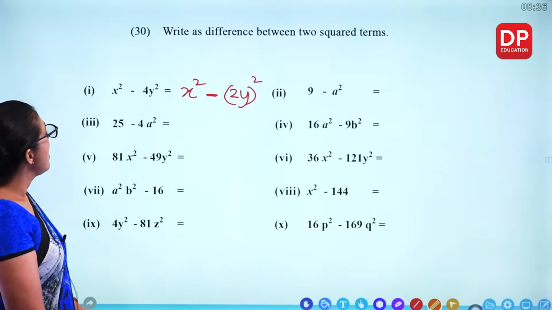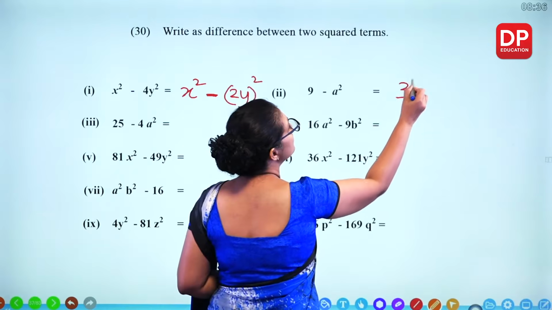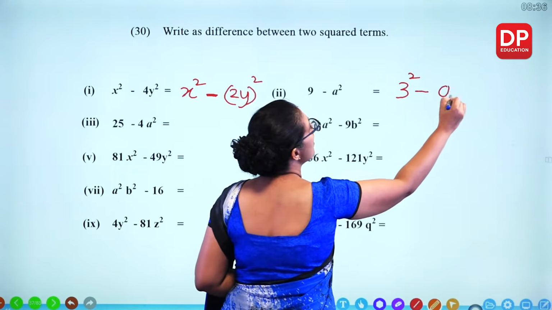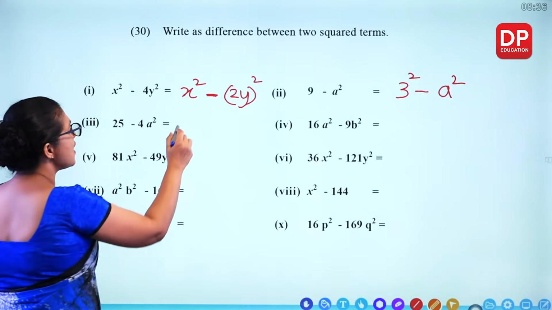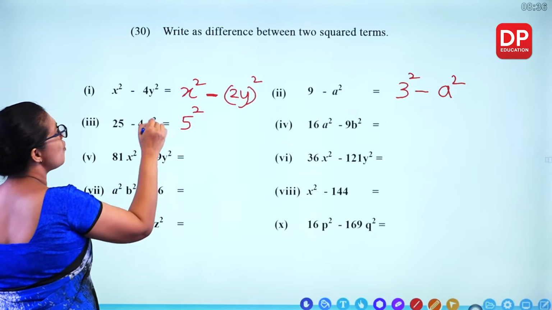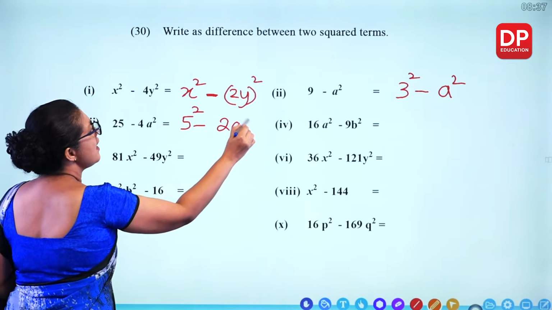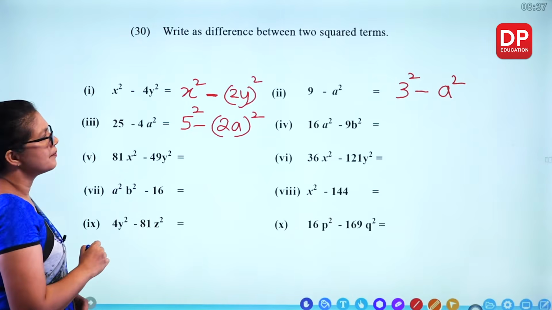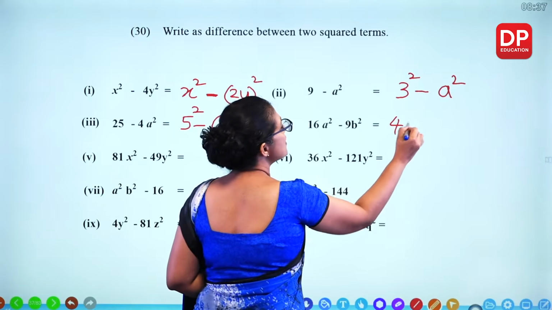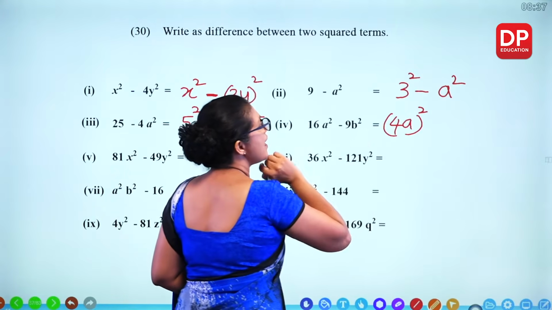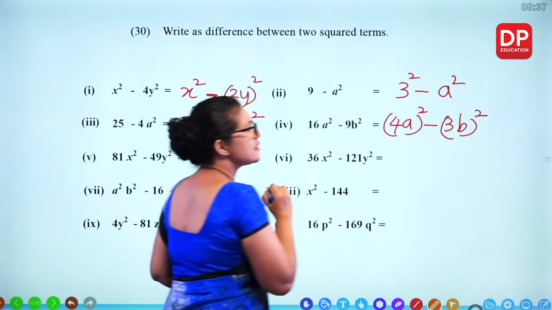Then the next one, 9 minus a squared. 9, how can you write as a square term? 3 squared. And a squared already there. This one, 25, 5 squared. And 4a squared. 4 is 2 times 2. So I can write 2a whole thing squared. This one, 16. 4 times 4. So this is 4a whole thing squared. And 9 is 3 and 3. So 3b whole thing squared.